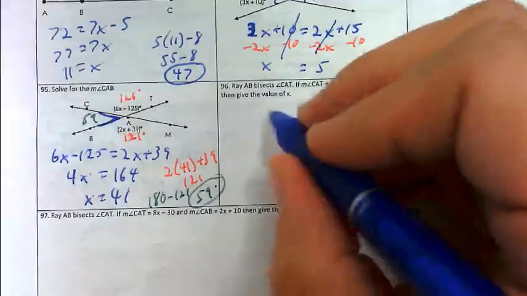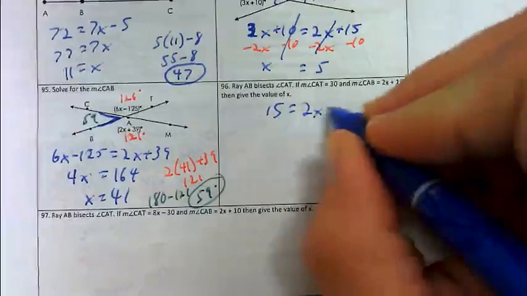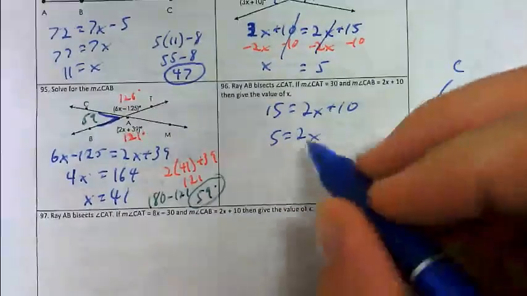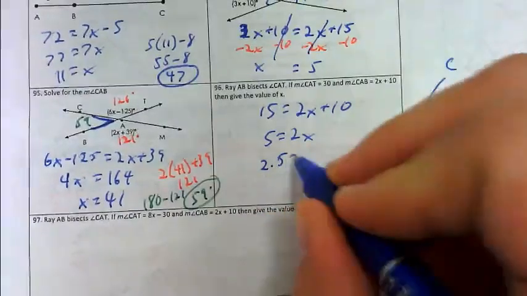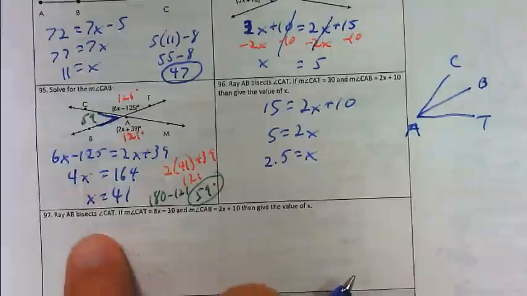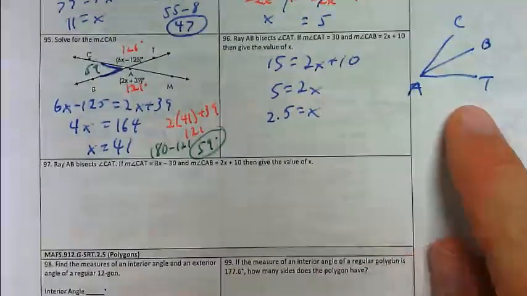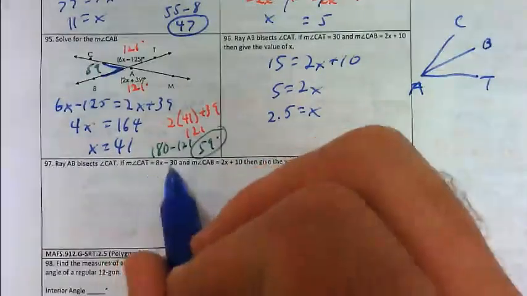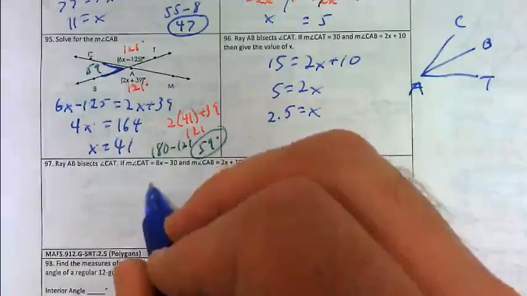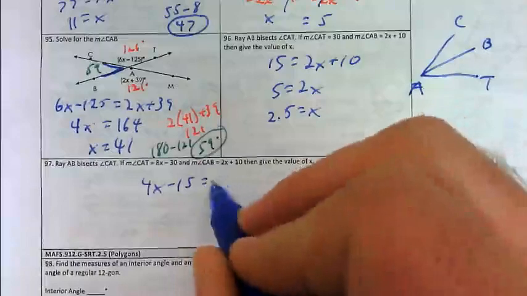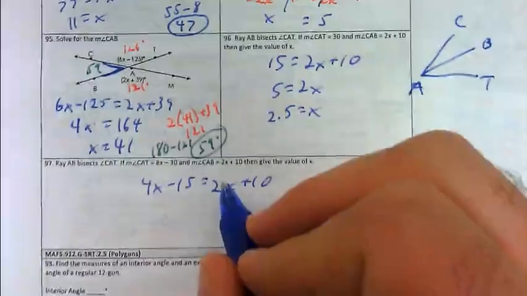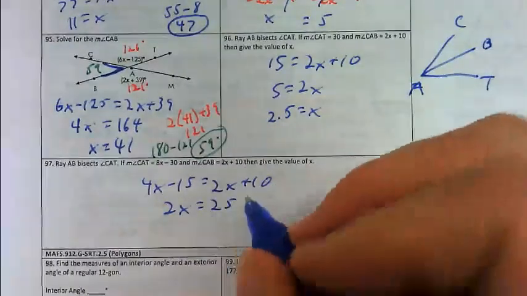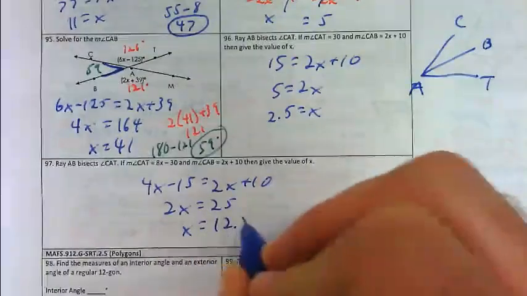So each angle is 15. So 15 equals 2x plus 10. Subtract 10, you get 5. Divide by 2, and you get 2.5 for x. This is essentially the same exact figure, but they used a few more expressions there. So again, I'm going to go ahead and split this one in half. So 4x minus 15 equals 2x plus 10. Bring the 2x over by subtracting, you get 2x. Bring the 15 over by adding, you get 25. Divide by 2, and you get 12.5.